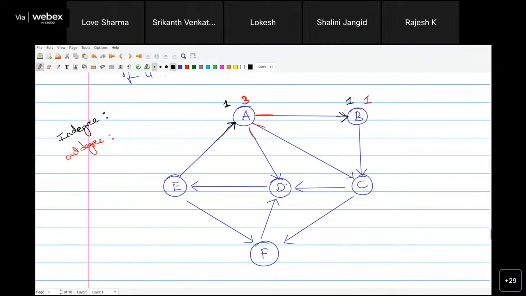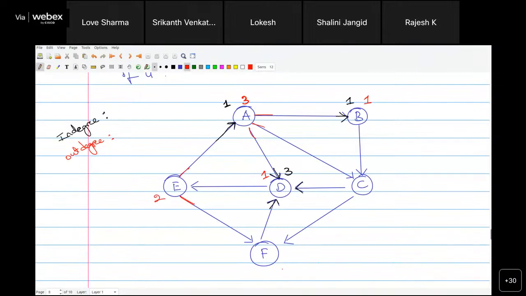Vertex D. 3. So 3 edges are coming towards D. So 3. And what will be the out degree of D? 1. So only one edge is going away from D. Similarly, out degree of E? 2. Out degree 2.